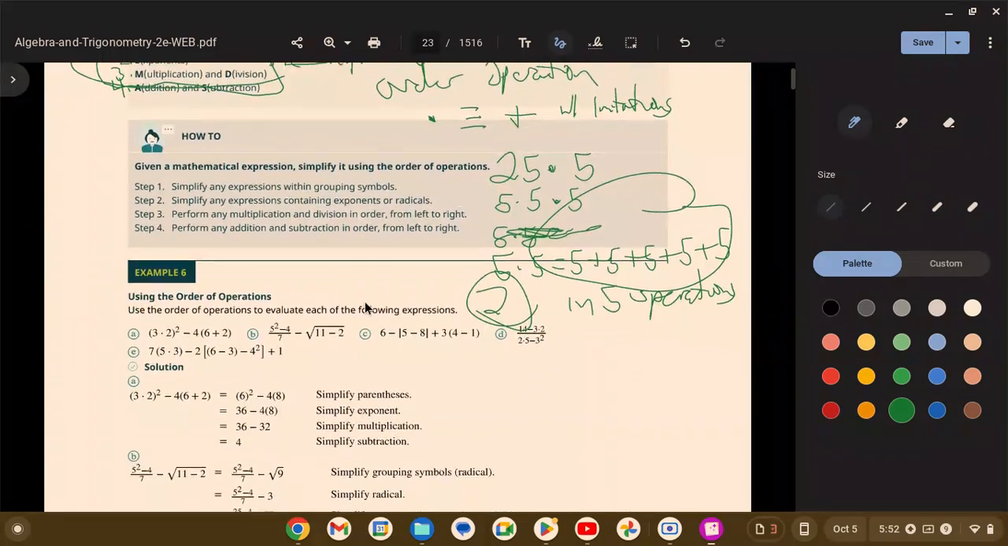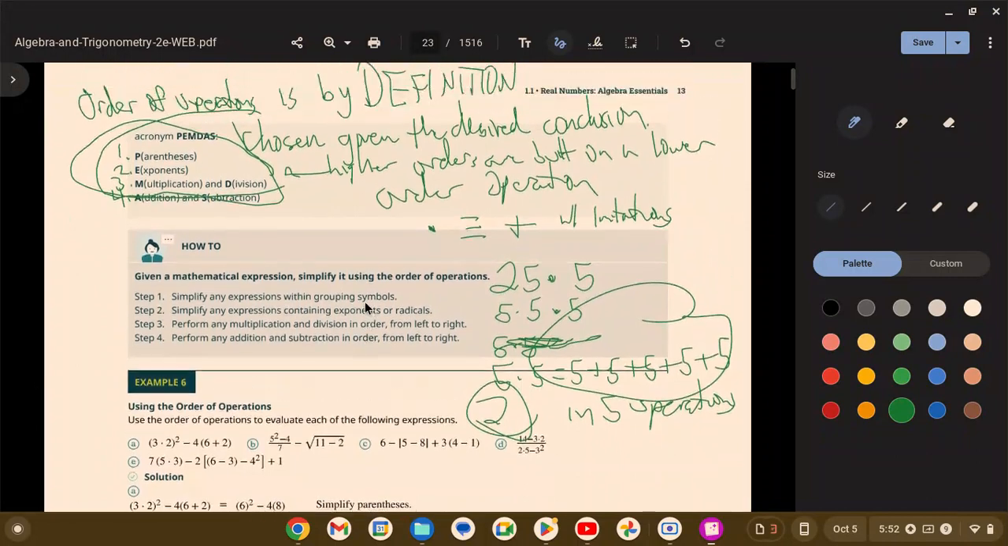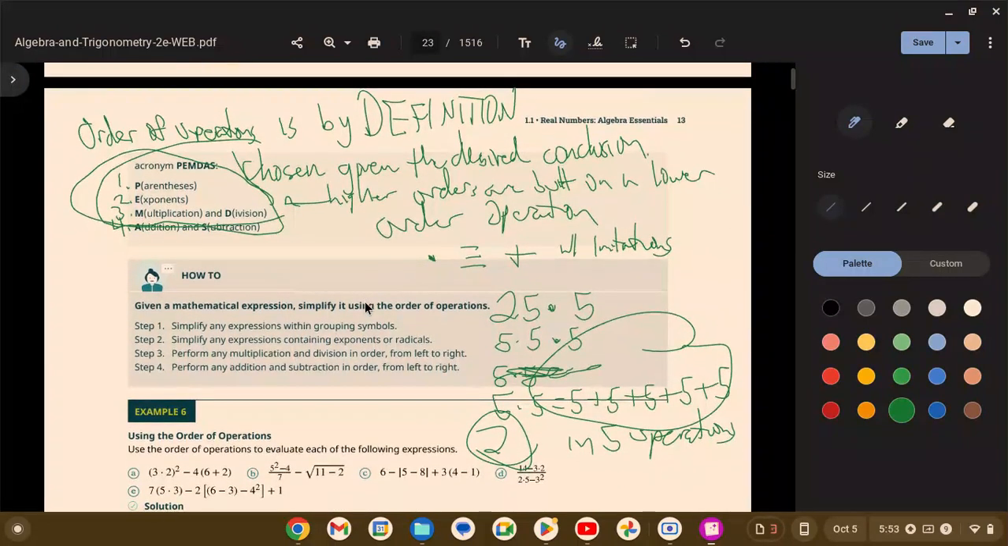How to: given a mathematical expression, simplify it using the order of operations. Step 1, simplify any expression within the enclosures. Step 2, simplify any expressions containing exponents or radicals. Step 3, perform any multiplication or division in order from left to right. Step 4, perform any addition and subtraction in order from left to right. Okay, example 6. Use the order of operations to evaluate each of the following expressions.